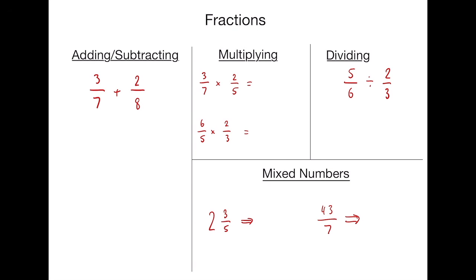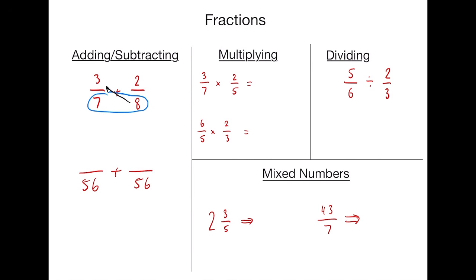Moving away from standard form now, we have fractions. Adding and subtracting fractions, first thing we need to do is find a common denominator. And we would do that by just doing 7 times 8, which is normally the quickest method. So 7 times 8 makes 56. So that is going to be our two denominators.